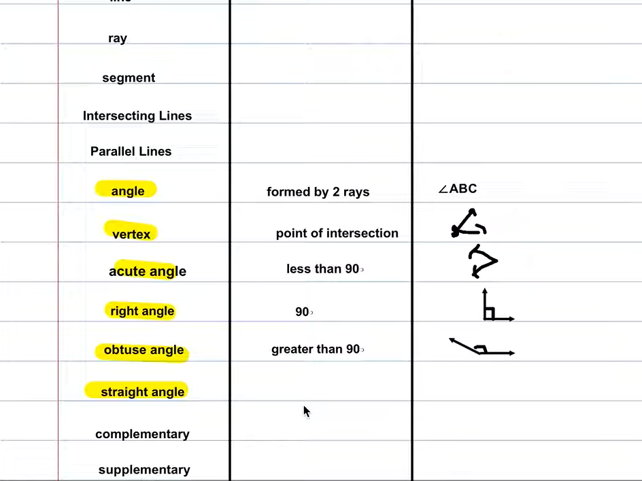A straight angle then is exactly 180 degrees. It's like a straight line. But again, you're not looking at the line. You're looking at the angle. I'm going to do this one in red so you can see the arc right here. You're looking at that angle like that.